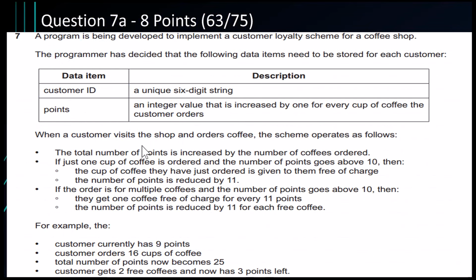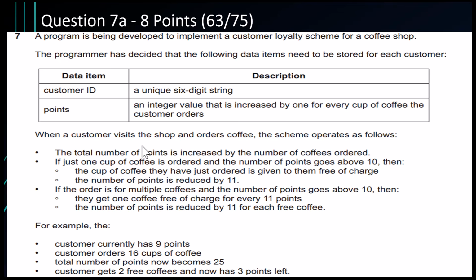All right, question 7a. This will bring us to 63 out of 75 points. A program is being developed to implement a customer loyalty scheme for a coffee shop. The programmer has decided that the following data items need to be stored for each customer. We have customer ID, which is a unique 6-digit string. We need to remember that because it's not a set of numbers, it is a string, and that string is a set of numbers. So not an integer, but a string.